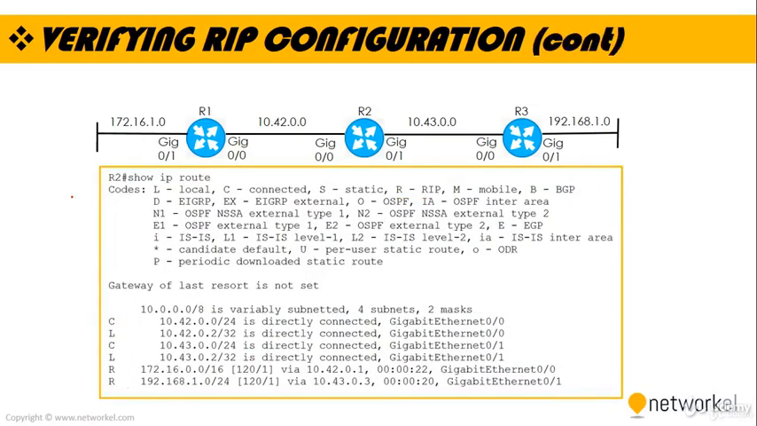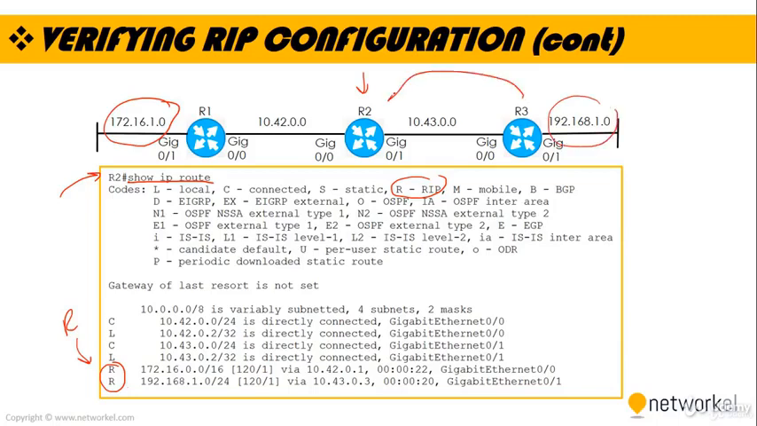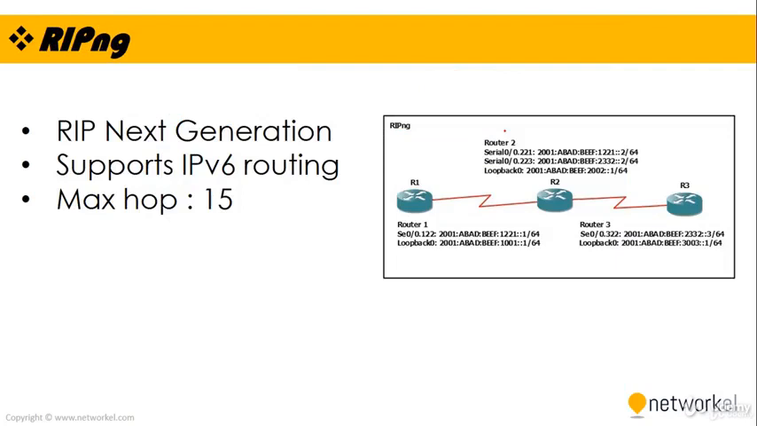Okay. And if we were to check router 2's IP routing table by using the show ip route command, we can see the R keywords here as well, which is RIP. And router 2 is learning this network and this network from these guys. As you can see, I'm learning the 172.16.0.0 network via 10.42.0.1, which is here, and I'm learning the other network via 10.43.0.3, which is here.